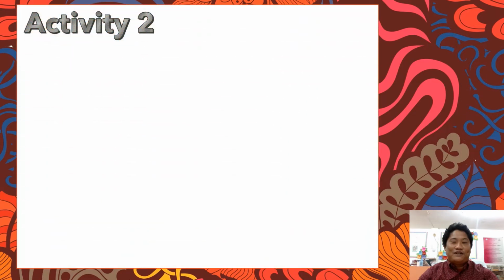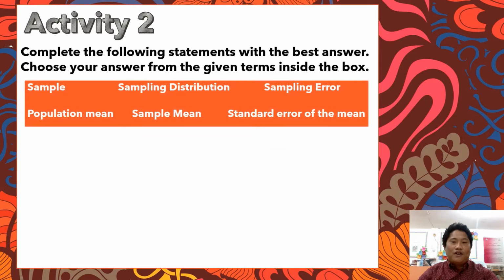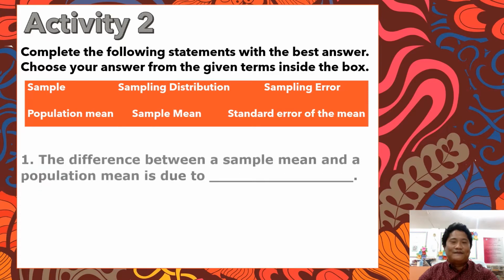Let's move on to our second activity. So we need to complete the following statements with the best answer. You'll choose your answer from the given terms inside the box. So here are the terms. We have here sample, sampling distribution, sampling error, population mean, sample mean, and standard error of the mean.